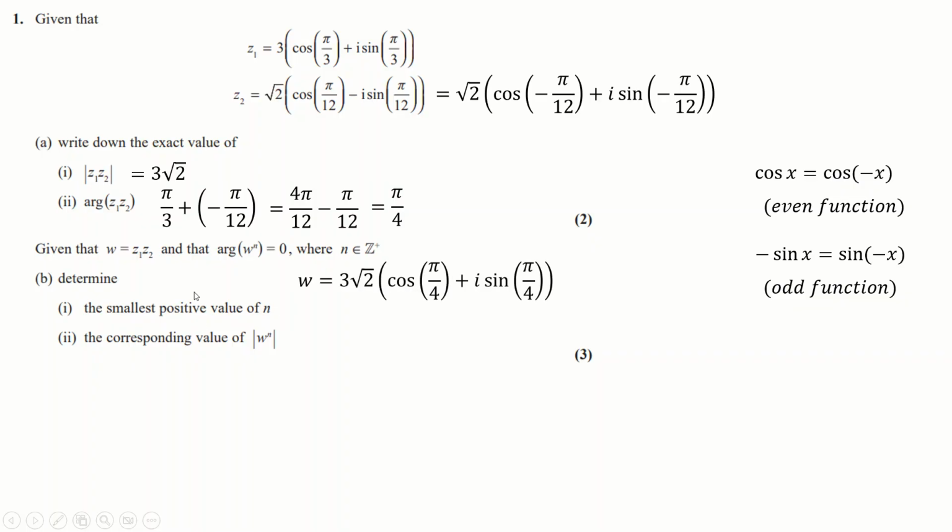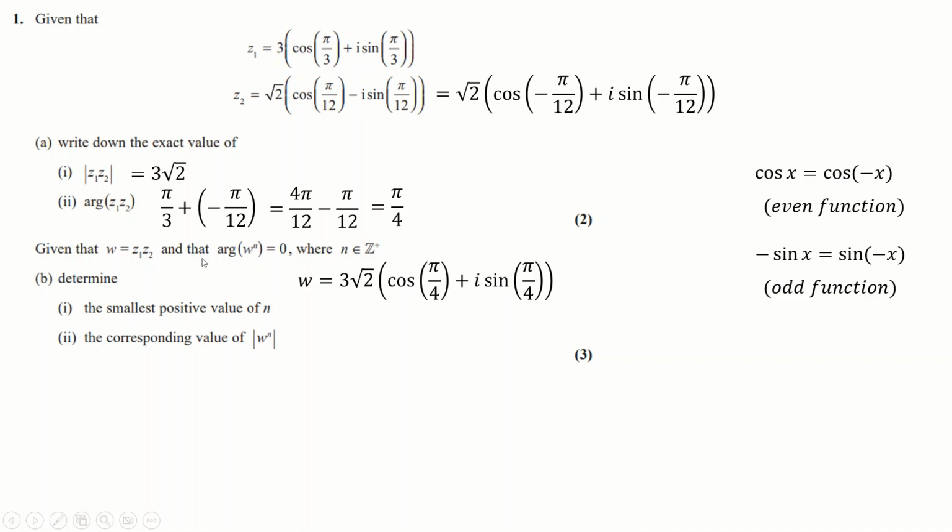Determine the smallest possible value of n given that the argument of w raised to the power of n is 0. Now for an argument to be 0, that means it needs to be 0 or 2 pi or 4 pi, right? It needs to have circled round and still be facing to the right along the positive x-axis. So I need that number there to become a 2 pi or a 4 pi or a 0, I guess, but I don't think I'm going to be able to make it a 0.